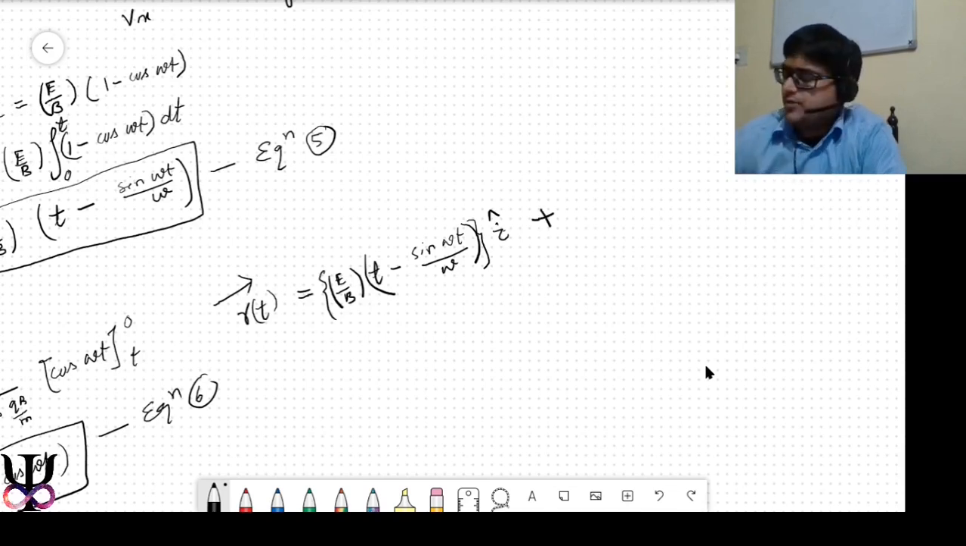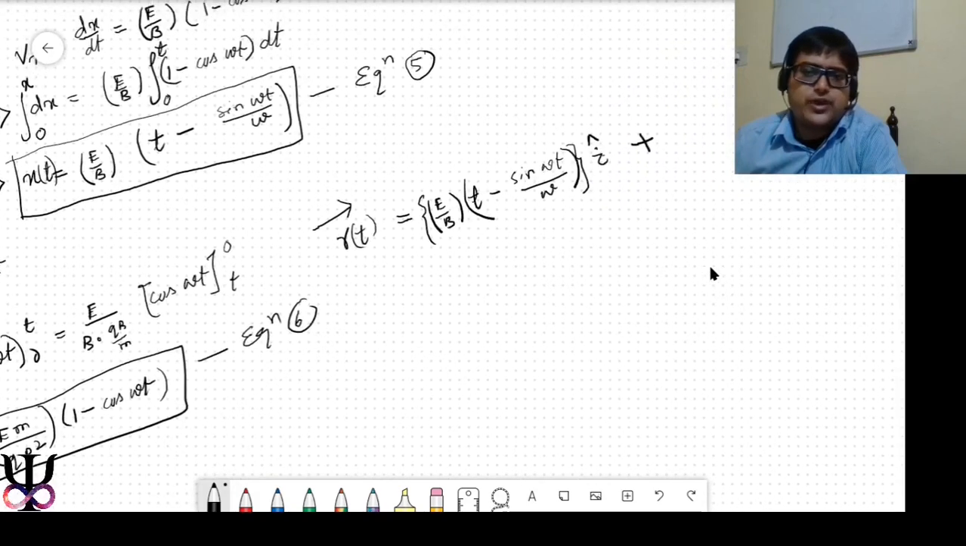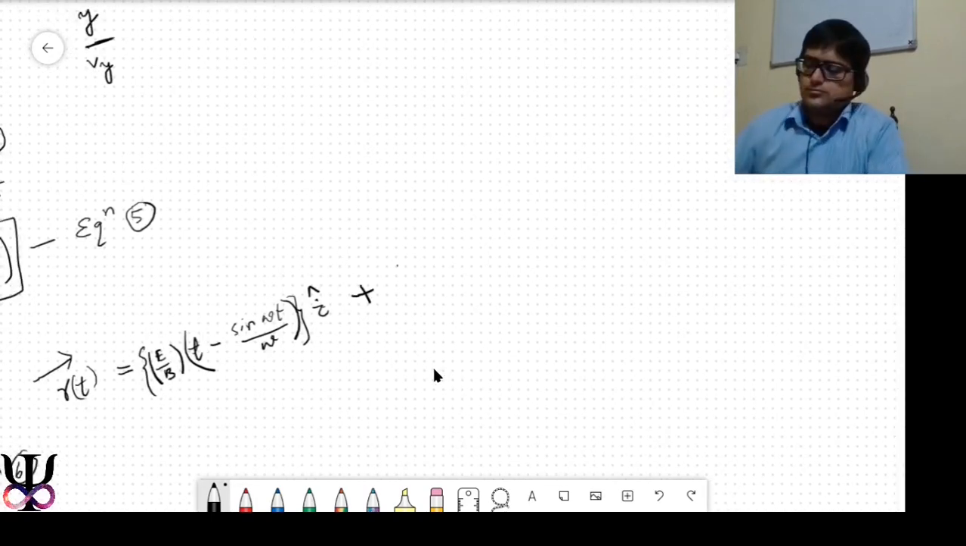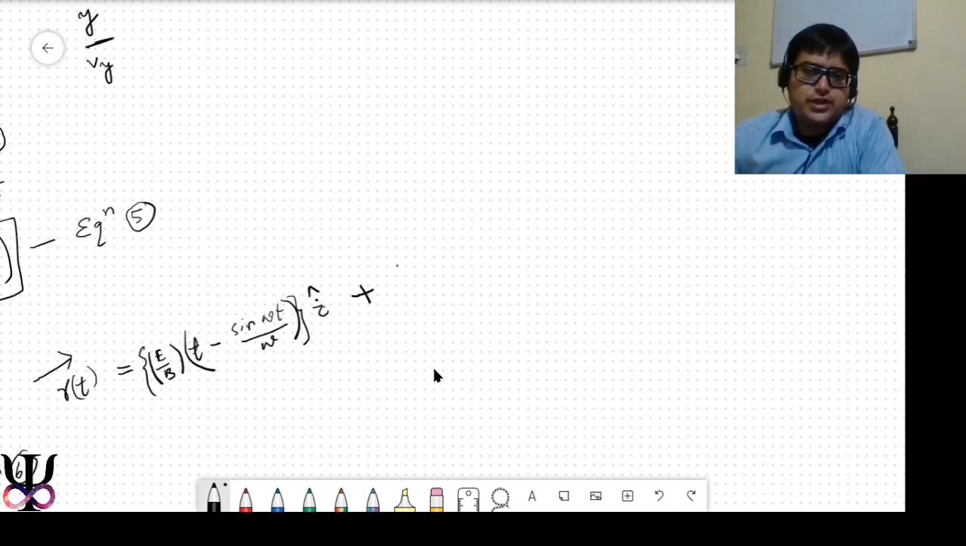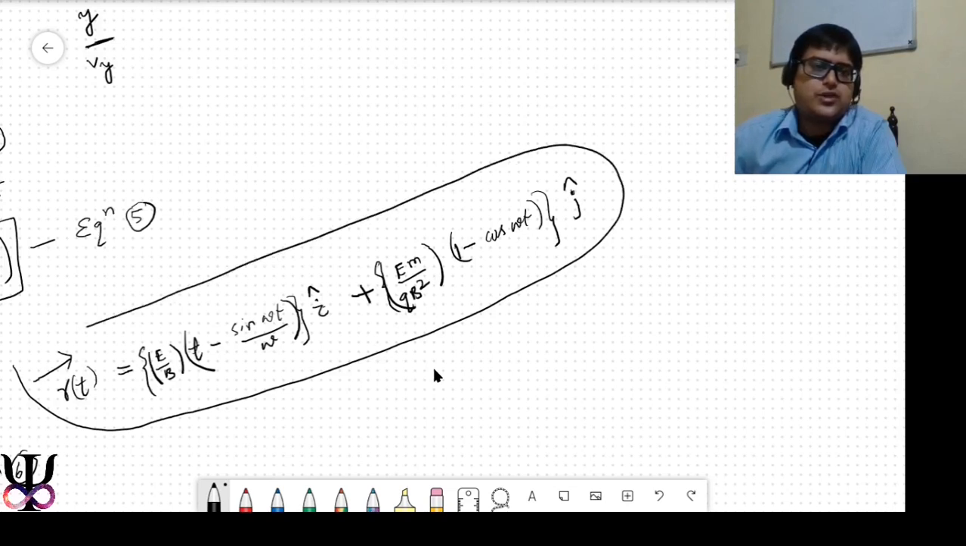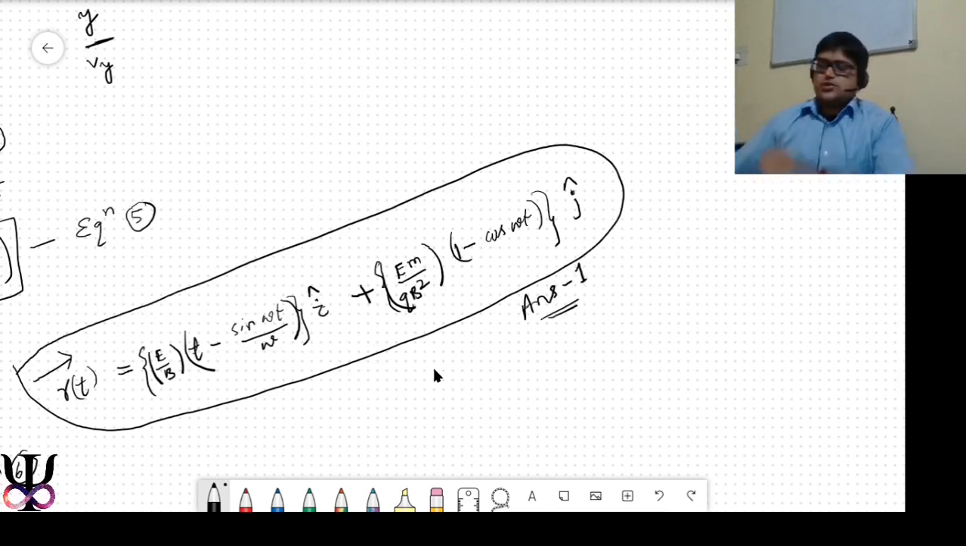plus y. Y, as we know, is m E by q B squared times {1 minus cos of omega t}, put it in curly brackets, that's going to be j cap, and this entire thing is the answer to part 1. So we've got that done.